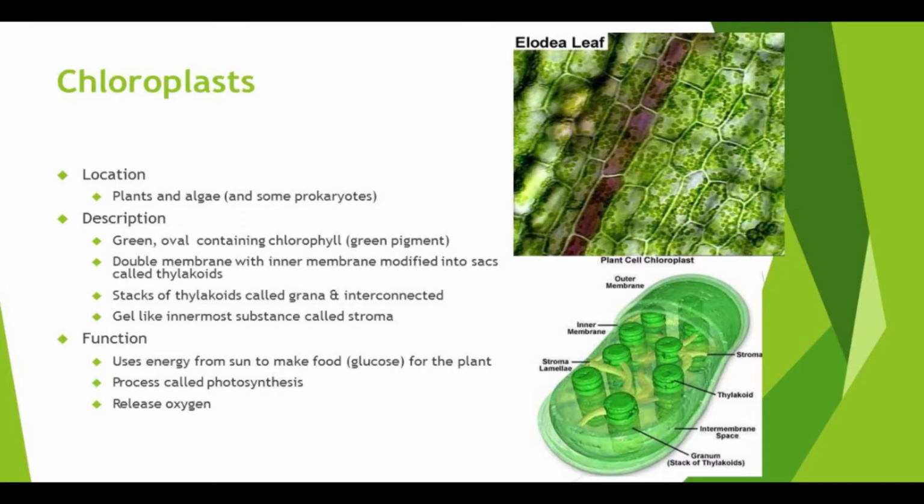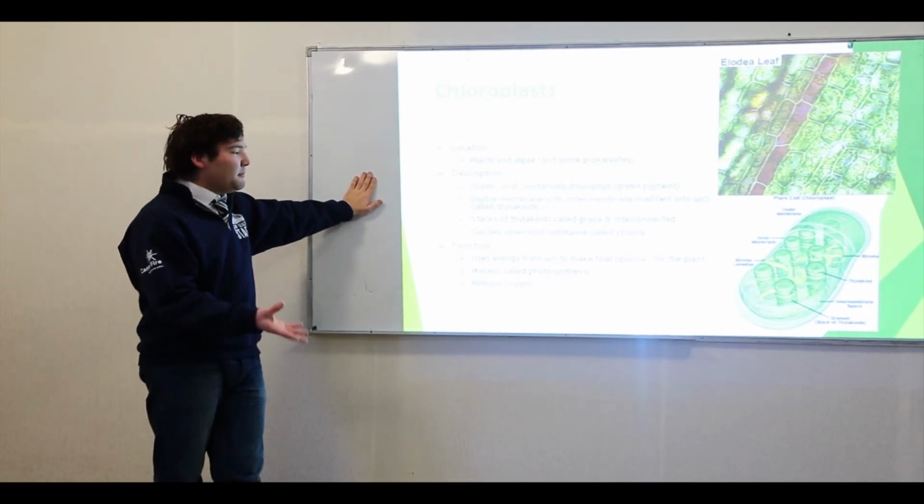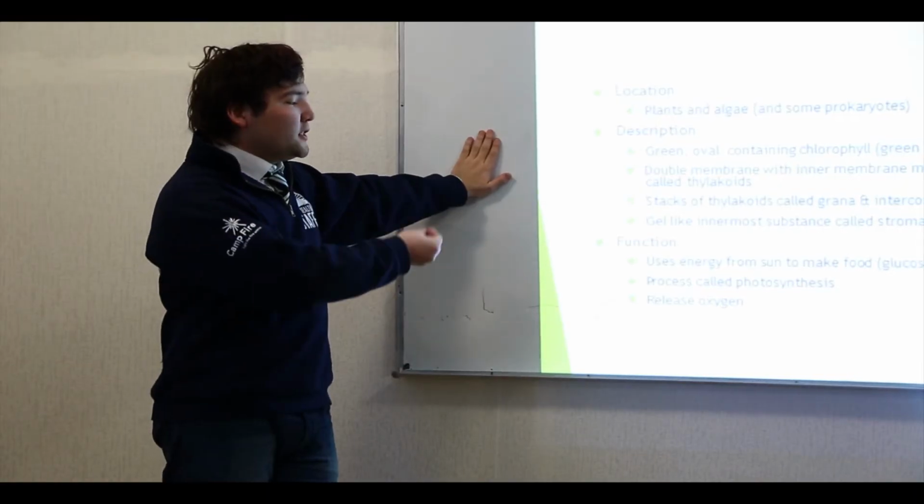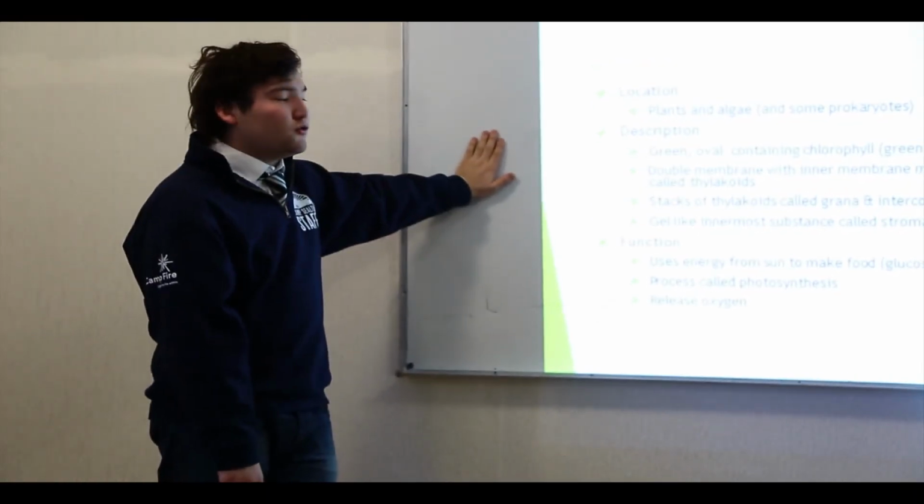Chloroplasts. Chloroplasts are also one of the major organelles in eukaryotic cells, particularly in plants and algae, because they are found only in plants and algae. So, description of the chloroplasts: they are green, all containing chlorophyll, which is the green pigment. It also has a double membrane with the inner membrane modified into sacs called thylakoids. Stacks of thylakoids are called grana, interconnected with each other by the gel-like innermost substance called stroma.